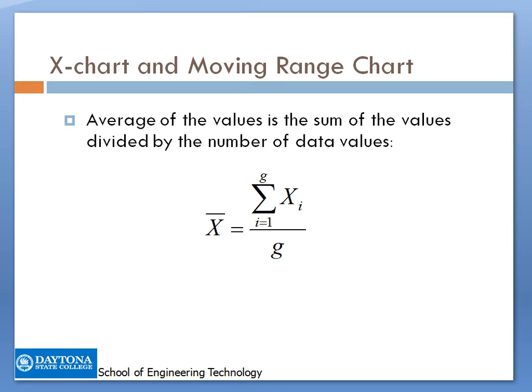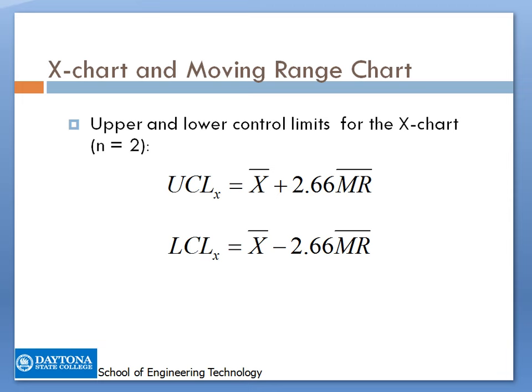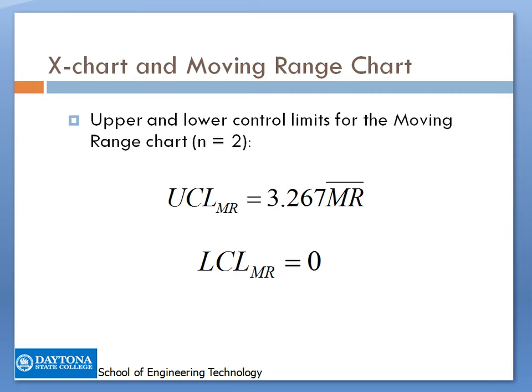You also have to calculate the average of the values, which is the sum of the values divided by the number of data values. Then you calculate the upper and the lower control limits for the X chart. And this is, for instance, using n equal to 2. And this is the upper and lower control limits for the moving range chart.